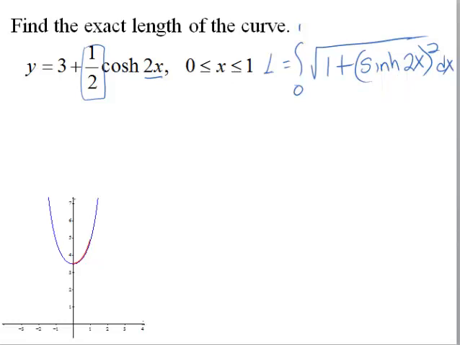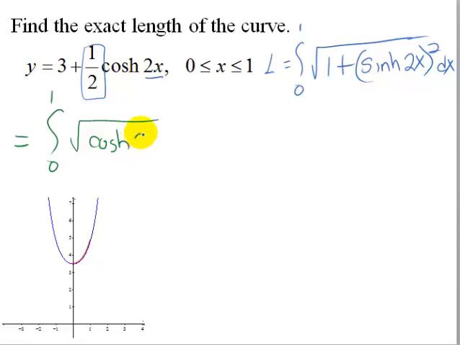So now we need to evaluate this, and we would have the length of that curve between 0 and 1. So how are we going to go about evaluating this? Well, I don't know how to evaluate it in its present form, but I do know that 1 plus the hyperbolic sine squared of an angle equals the hyperbolic cosine squared. And so that was going to be the square root of the hyperbolic cosine of 2x, I'll just do it like this, squared dx.